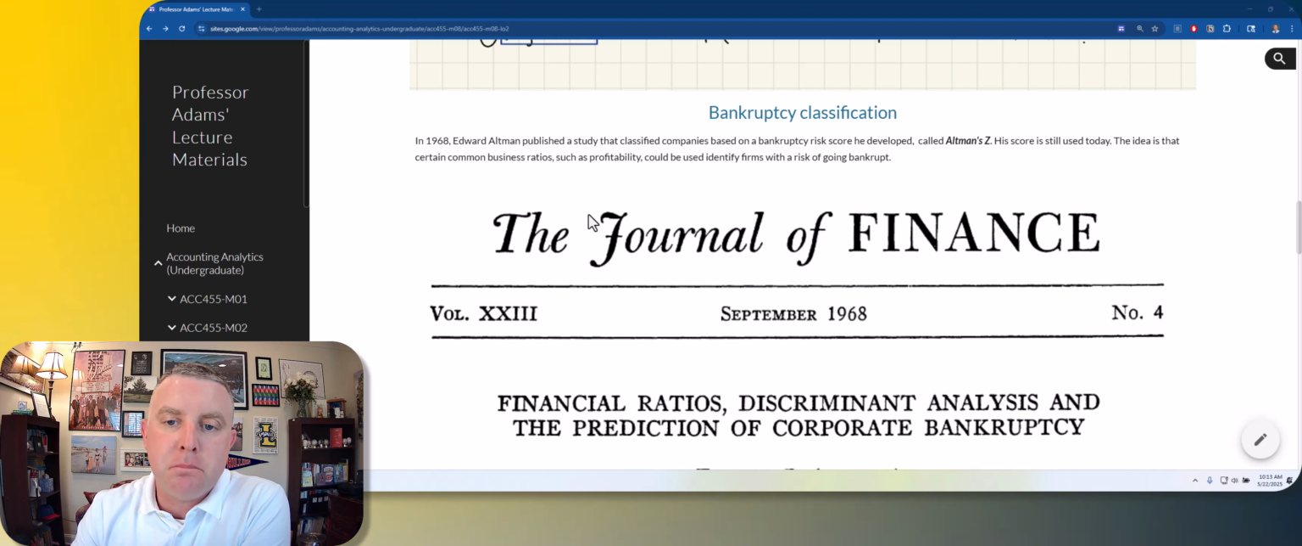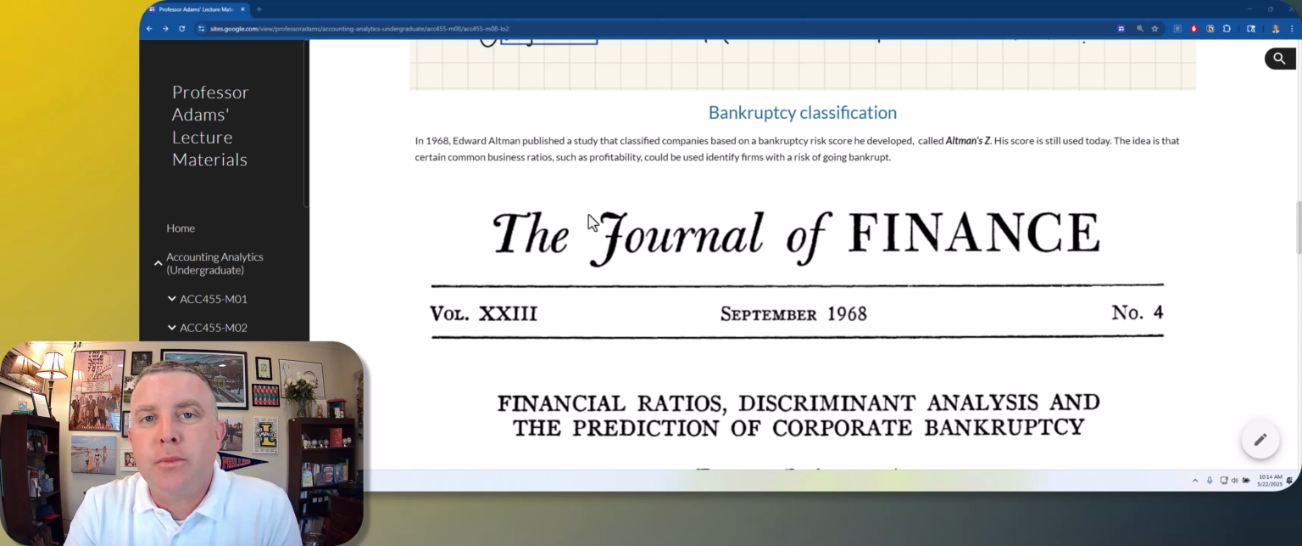The idea in this study was that Altman wanted to examine whether there were publicly available financial statement metrics that could be used for all companies to evaluate the likelihood that a particular company would go bankrupt. The goal was to use information that was easy to get your hands on so that you could apply this measure pretty easily to any company.